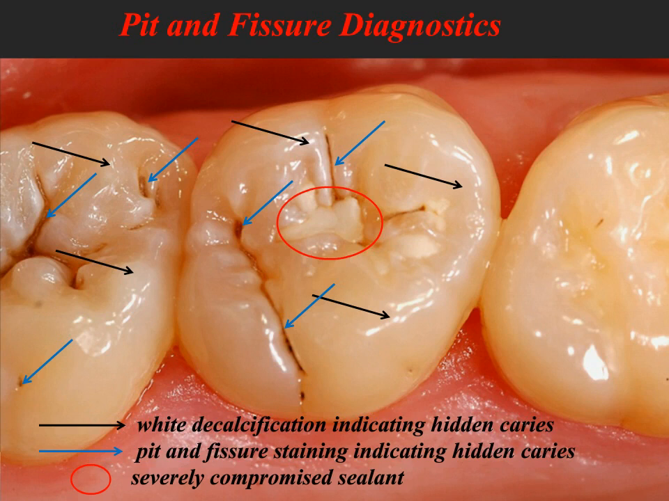Pit and fissure staining also can be a sign of early caries. And in the center, we see a compromised sealant that is not really protecting the secondary pits or fissures anymore, and staining and or decalcification emanates from that compromised sealant. So I think we really need to look closely when diagnosing these types of situations in our patients, because my philosophy is early diagnosis and treatment is much better than watching things get worse.